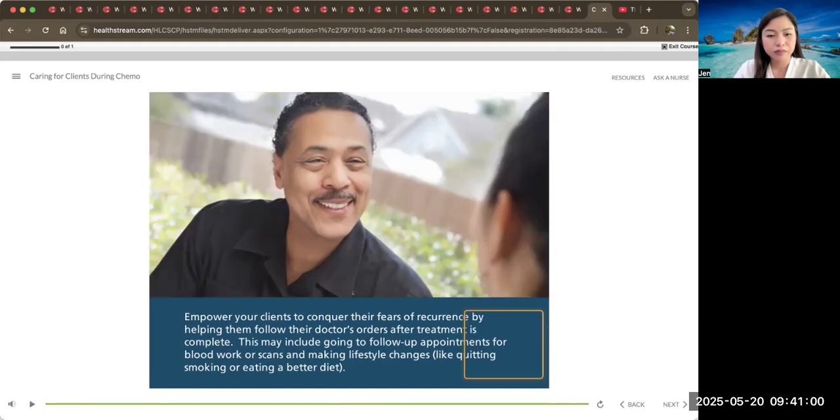Final tip. Empower your clients to conquer their fears of recurrence by helping them follow their doctor's orders after treatment is complete. This may include going to follow-up appointments for blood work or scans and making lifestyle changes like quitting smoking or eating a better diet.